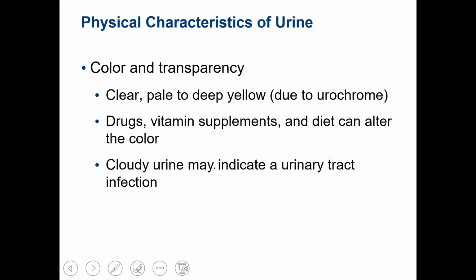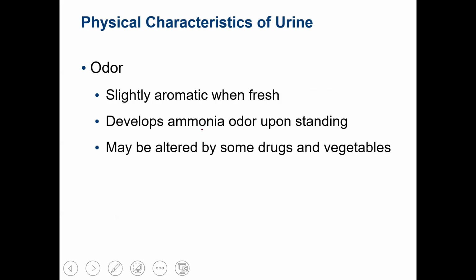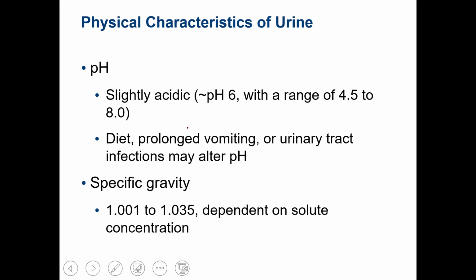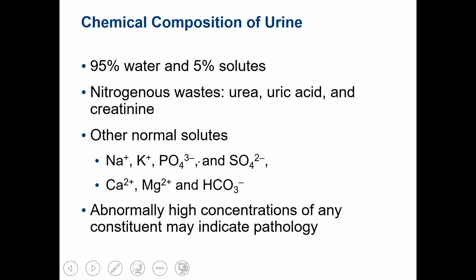You've seen urine. The pigment in urine is called urochrome. This can be altered by different things. Urine, it smells like pee. Slightly acidic, that's important. If it's not slightly acidic, it can lead to the formation of renal calculi or kidney stones. Typically, urine's about 95% water and about 5% stuff.